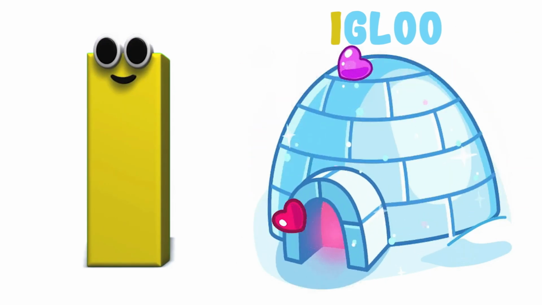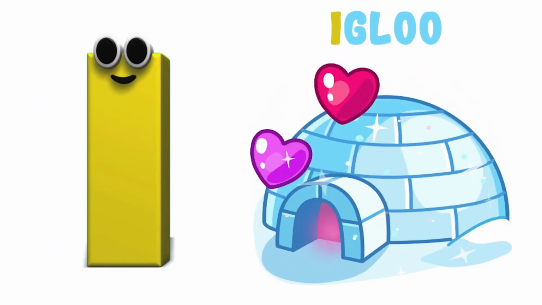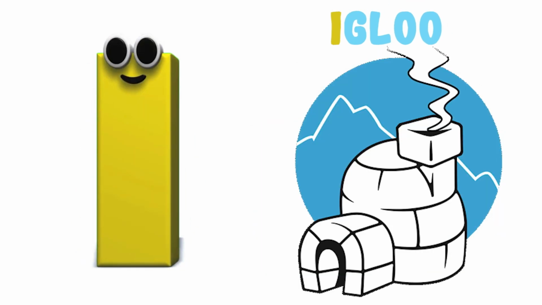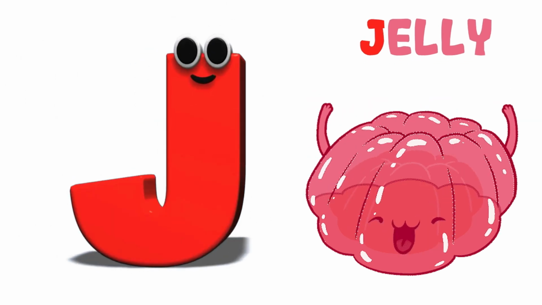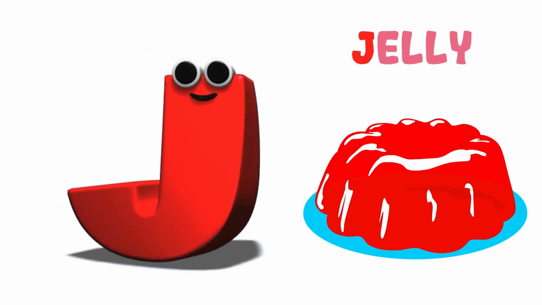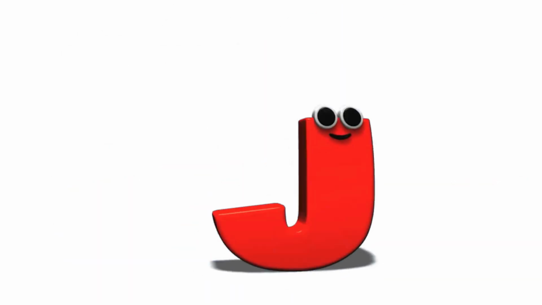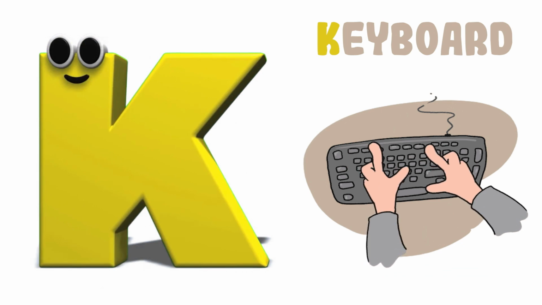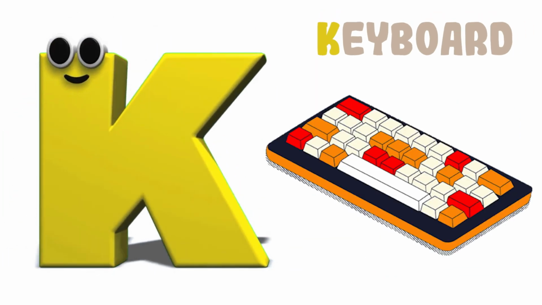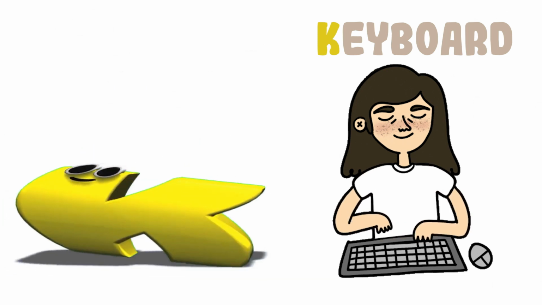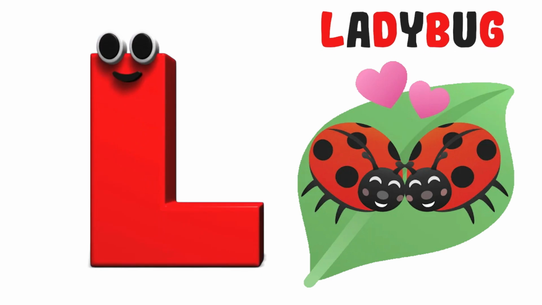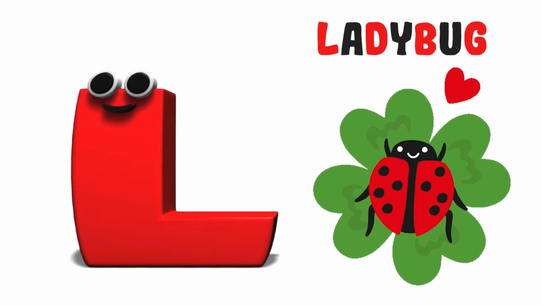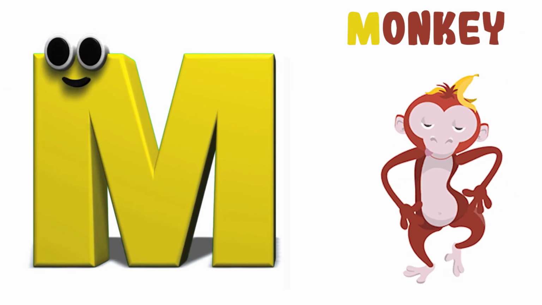I is for igloo, igloo. J is for jelly. K is for keyboard, keyboard, keyboard. L is for ladybug, ladybug, ladybug. M is for monkey.